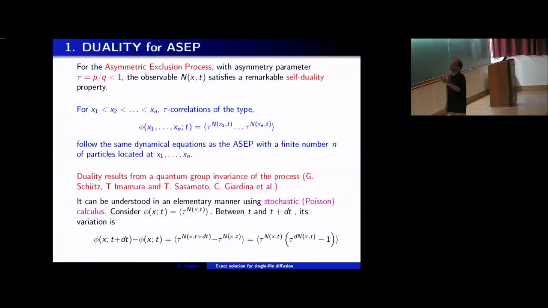Okay? And now this effective dynamics for these small n correlators, in fact, turns out to be the same, this is duality, as the exclusion process dynamics itself, but with a finite number of particles. So this is the key of duality. You have a closed dynamics for these special correlators, and the dynamics is the same as the exclusion process with small n particles, so a finite number of particles. That's an observation. And the exclusion process is an integrable model. So I can solve it by Bethe ansatz.